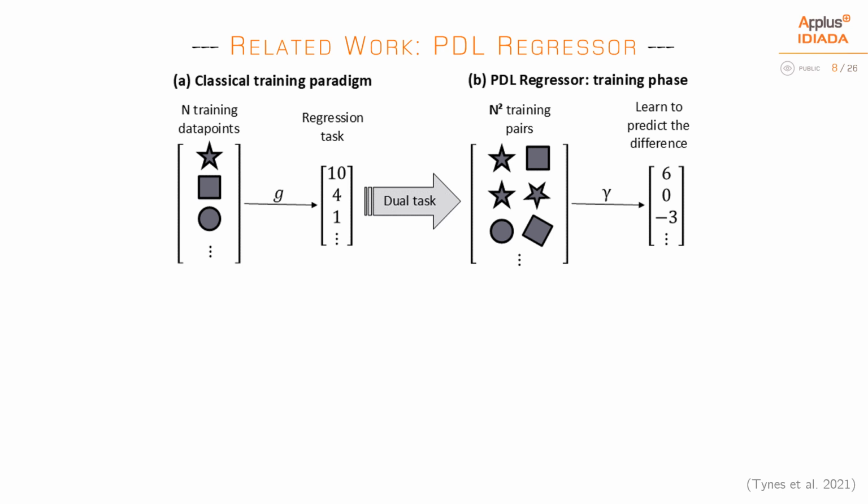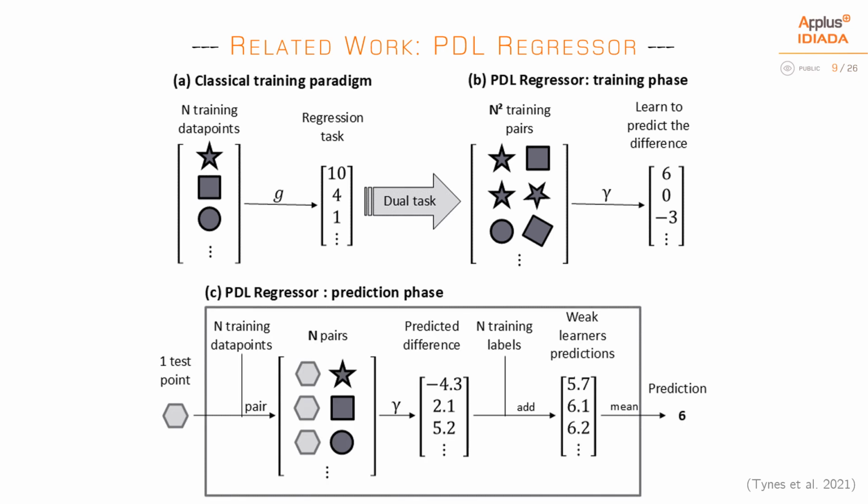For each pair, we calculate a new target that represents the difference in edges. For example, a pair of star and square points would have a target difference of 10 minus 4 equals 6 edges. If the pair contains identical points, the target difference would naturally be 0. Any regressor, such as gamma, could be trained on this task, possibly the same random forest regressor we used before.